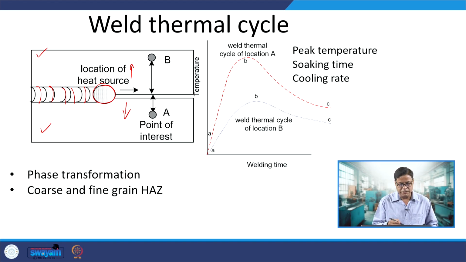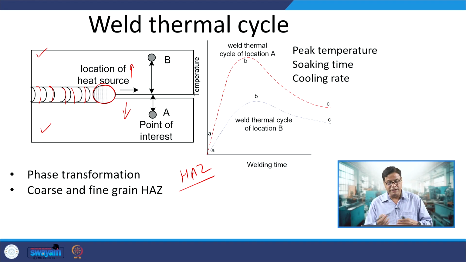So, that zone which experiences the changes due to the heat applied will be termed the heat affected zone. The formation of the heat affected zone heavily depends on the location and the kind of thermal cycle which is experienced by the metal. What kind of thermal cycle is experienced by the metal will depend upon the location or the point of interest. Say we see point A, which is relatively closer to the fusion zone as compared to point B.